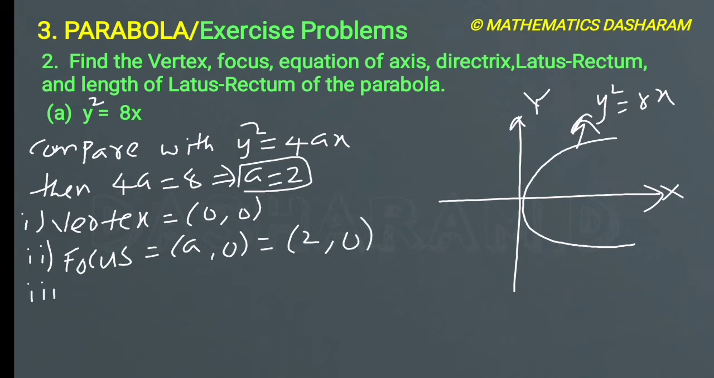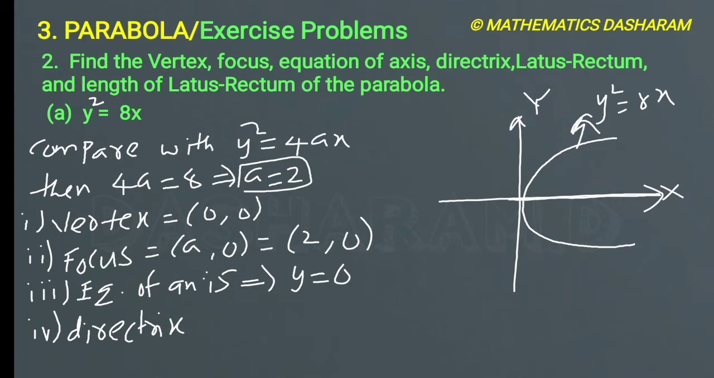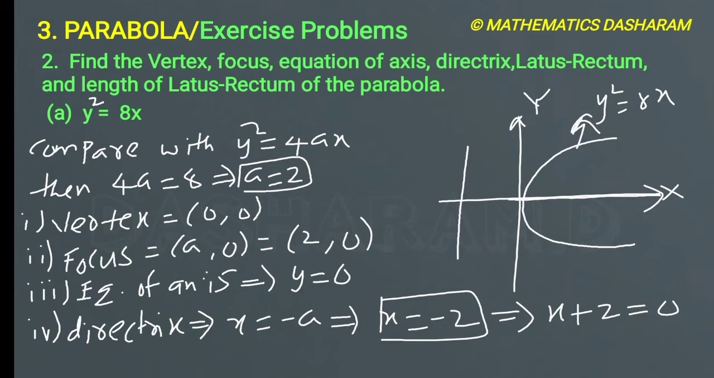Next, the third one is equation of axis. Axis means the axis about which the parabola is symmetric. So that means x-axis. So its equation is y equals 0. Next, equation of directrix. Directrix means a fixed line. It will be on the negative direction of x-axis. So then x equals minus a value 2. So x equals minus 2, and we can simplify to x plus 2 equals 0.